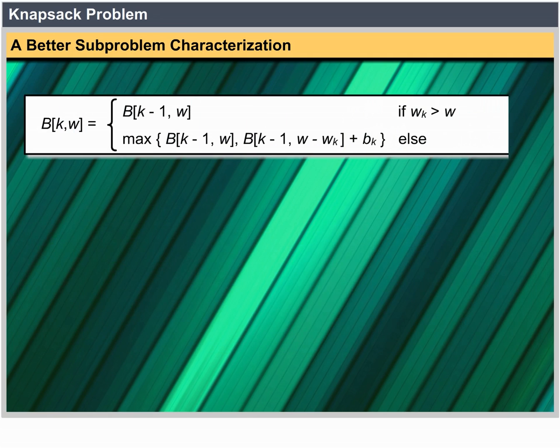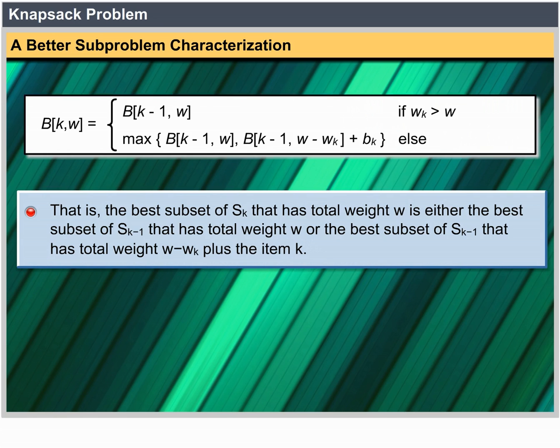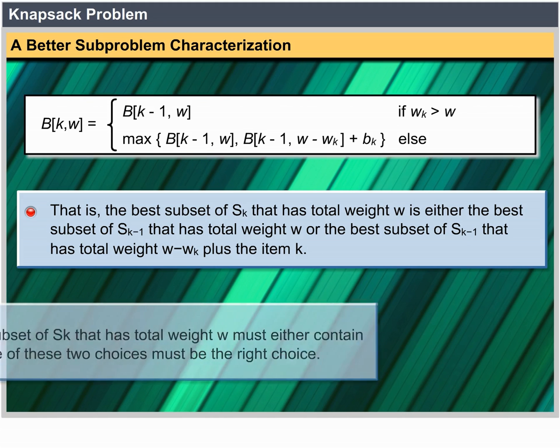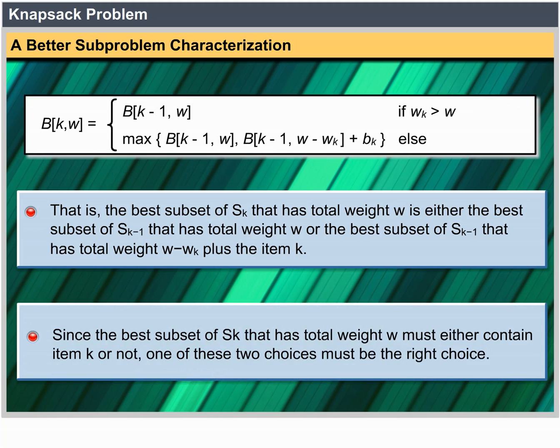B(k, w) = B(k-1, w) if wk > w; otherwise, B(k, w) = max of B(k-1, w) and B(k-1, w-wk) + bk. That is, the best subset of Sk that has total weight w is either the best subset of Sk-1 that has total weight w, or the best subset of Sk-1 that has total weight w-wk plus the item k. Since the best subset of Sk that has total weight w must either contain item k or not, one of these two choices must be the right choice.